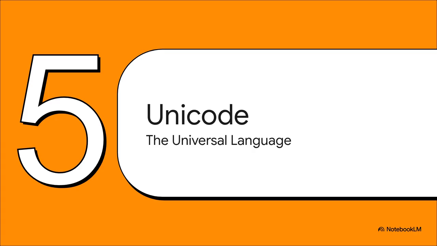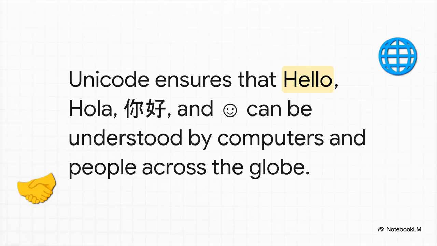So let's just touch on why this universal standard is so absolutely vital for the internet we all use today. It's thanks to Unicode that your name can appear correctly in an app no matter what language you speak. It's the reason we can have a single internet where someone in Japan can communicate seamlessly with someone in Brazil. It ensures that text, and even emojis, have a consistent meaning absolutely everywhere.